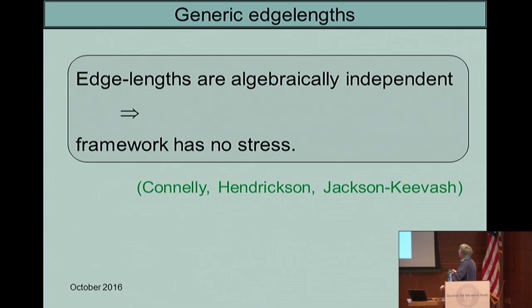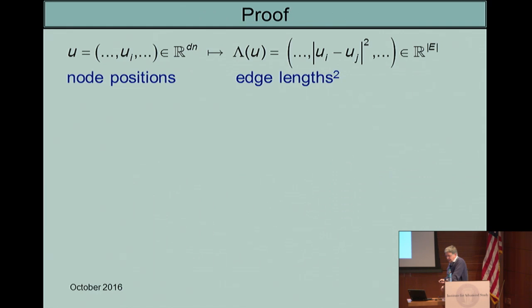Now, there is another possibility of defining generic, where the edge lengths are algebraically independent, not the node positions. And there is a theorem which says that if the edge lengths are algebraically independent, then the framework has no stresses. Now, this is really implicit in the work of a number of authors. That's why I put it in parentheses. And the proof is quite interesting. It uses some ideas that I have not seen used in other parts of combinatorics or computer science. So maybe it's because of my ignorance, but nevertheless, let me show you the idea of the proof.